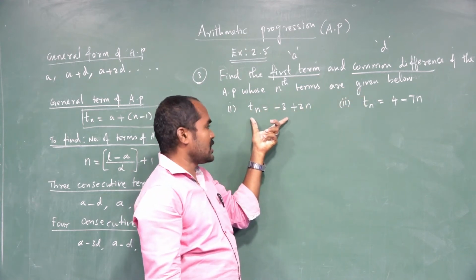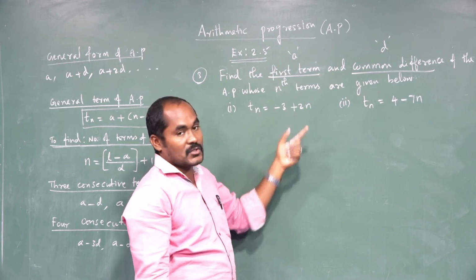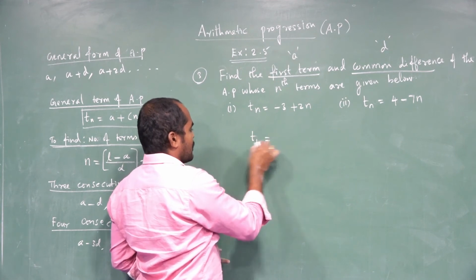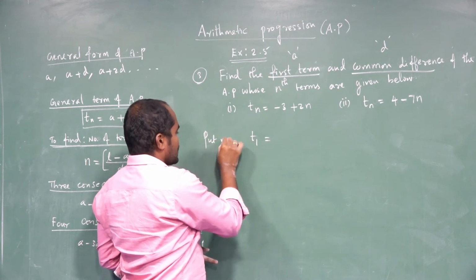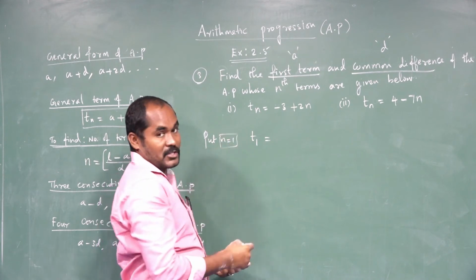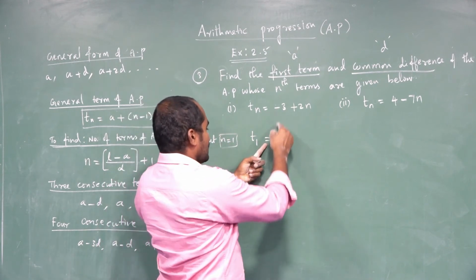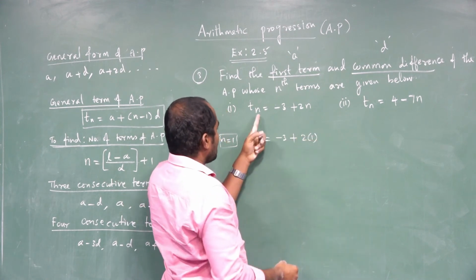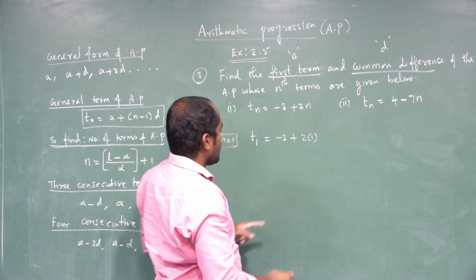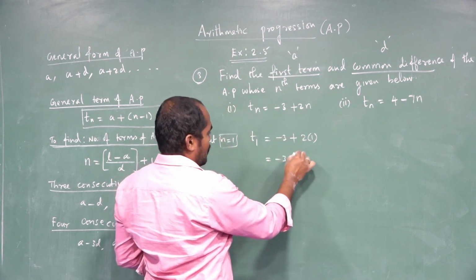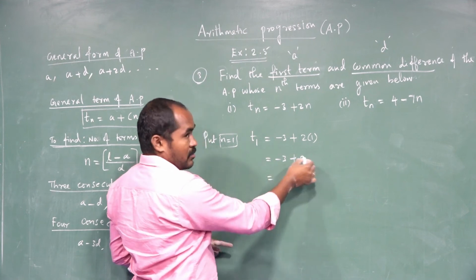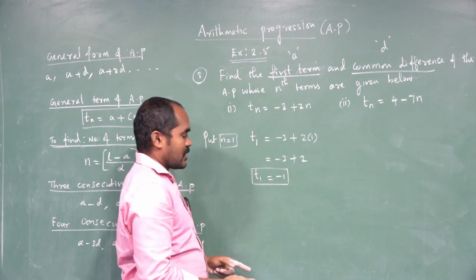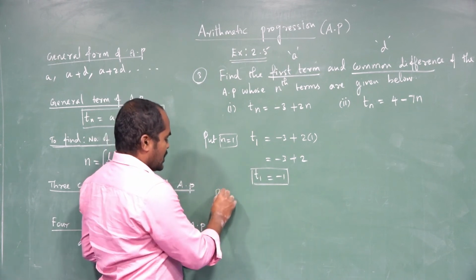So nth term means Tn. Tn is equal to minus 3 plus 2n. So we need the first term, means put n is equal to 1. That is the first term. So T1 is equal to minus 3 plus 2 of 1 because we substitute n value as 1. So this is equal to minus 3 plus 2. You know minus 3 plus 2 is minus 1. So the first term is minus 1. So put n is equal to 2.